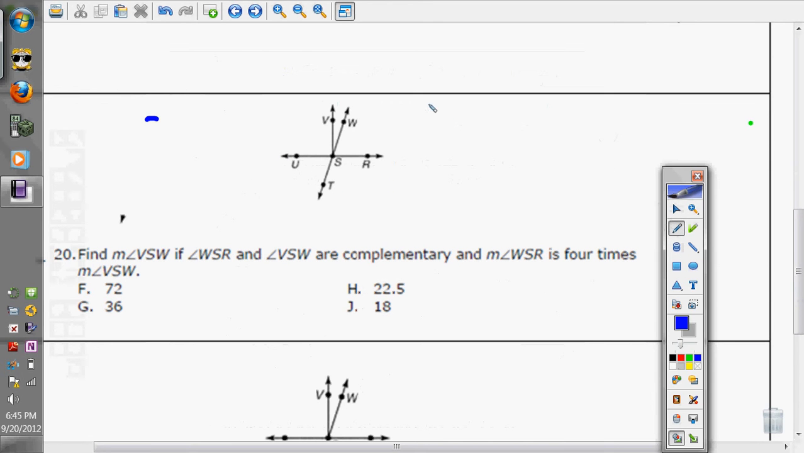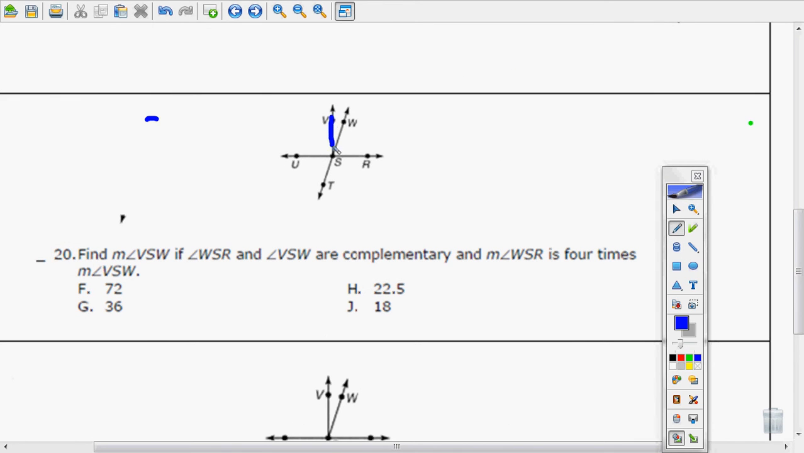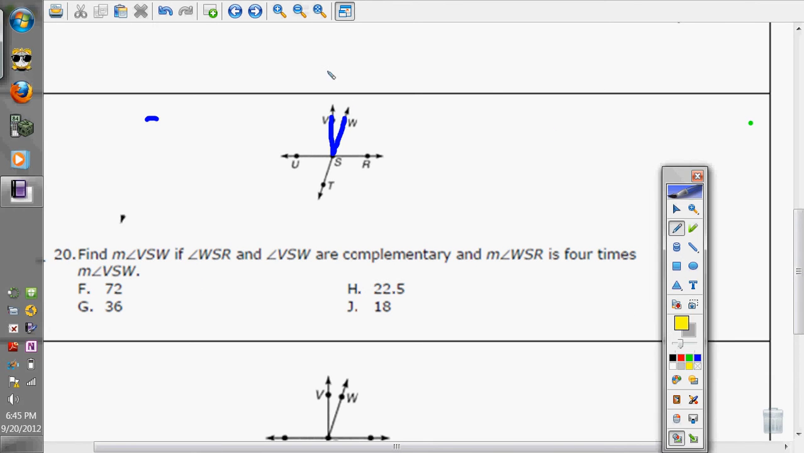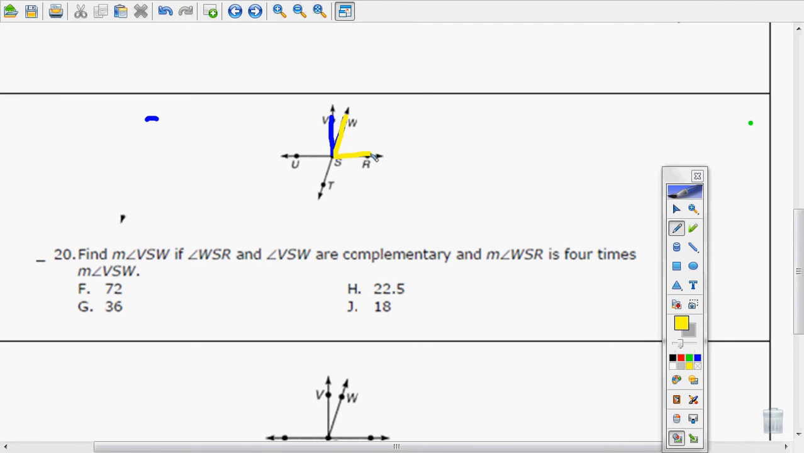Next problem, number 20. Find the measure of angle VSW. I'm going to say hello to angle VSW. And so we're looking for this guy if WSR, what is this guy, and VSW are complementary. And the measure of WSR is 4 times the measure of VSW.